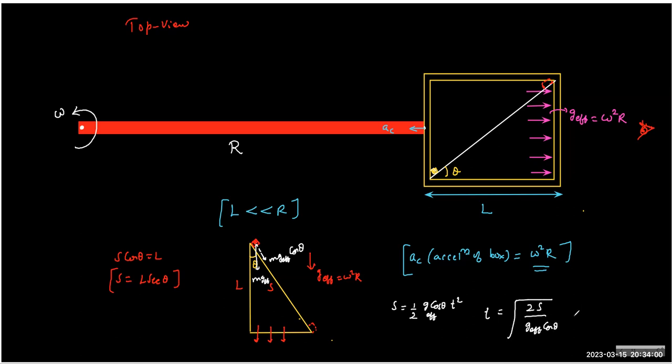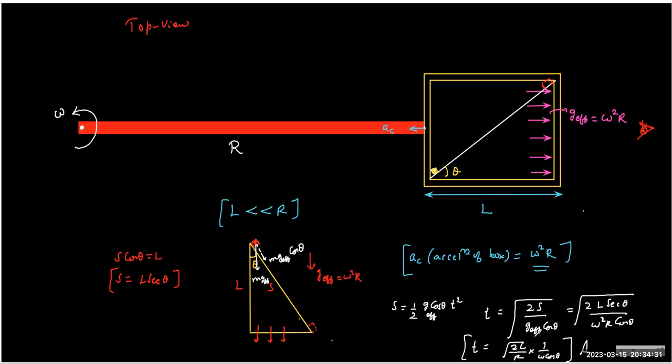Let's put the value. 2, S is L sec theta, G effective is omega square R, and cos theta is cos theta. So the time taken by the block to reach the bottom is how much? Root of 2L by omega squared R cos theta, right? This is how we can write. Do you realize this?